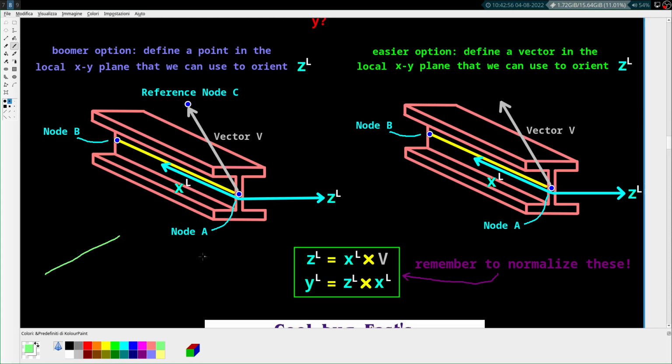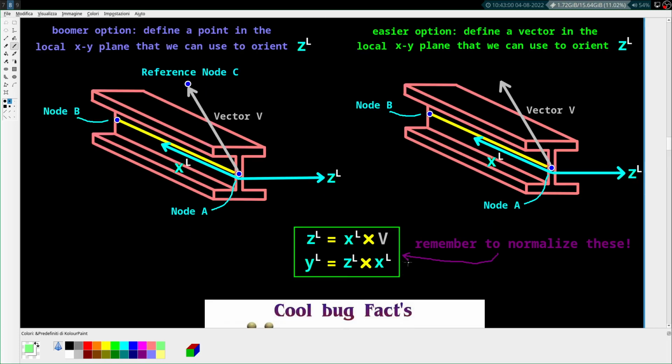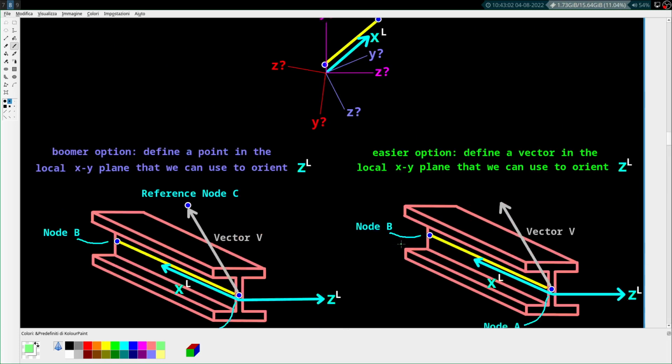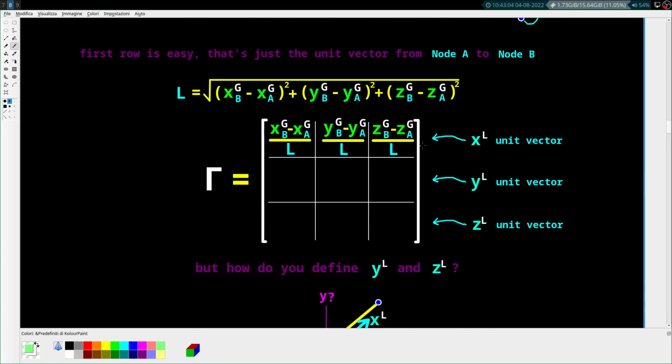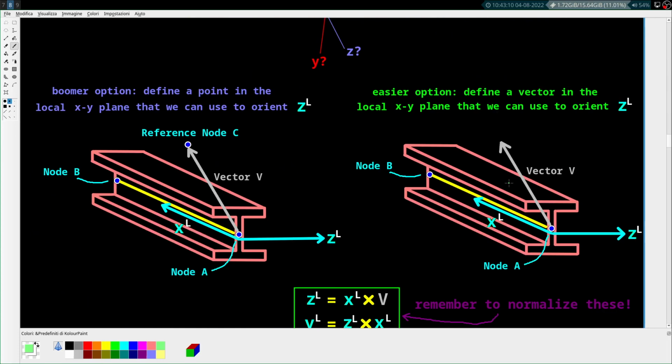You could just put in 0, 1, 0, and this would all fall out properly. Okay, remember you have to normalize these things though. You can't just use regular vectors. It has to be a unit vector, and that's very important. And I'll talk about why right now.